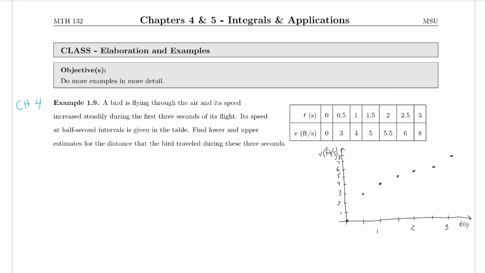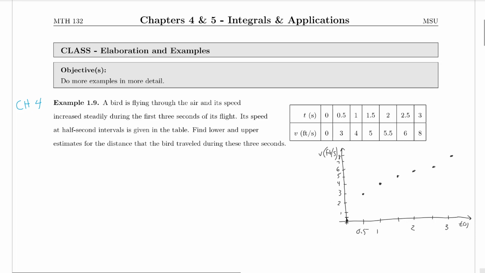Alrighty, so there's a graph of the values given to us in a table. And the way that we're going to find the lower estimate is by doing a left-hand sum here. And that's because the function is always increasing. So in any given interval, the left-hand endpoint is going to be the lower value, and that's going to make our lower sum.